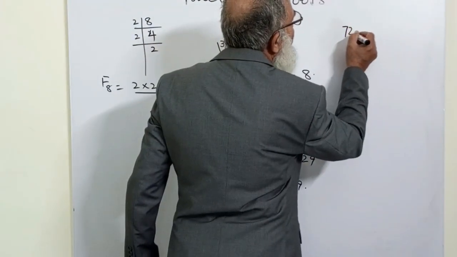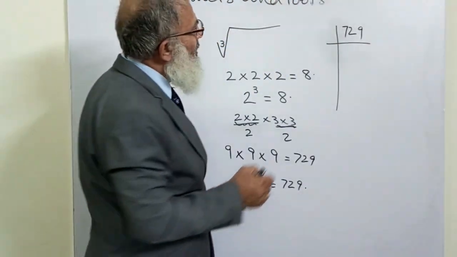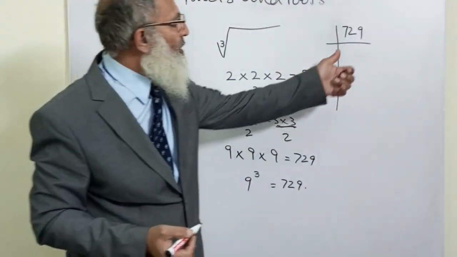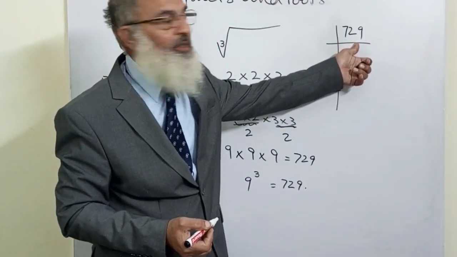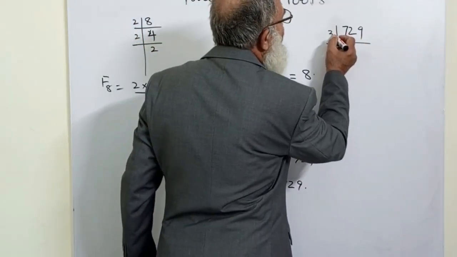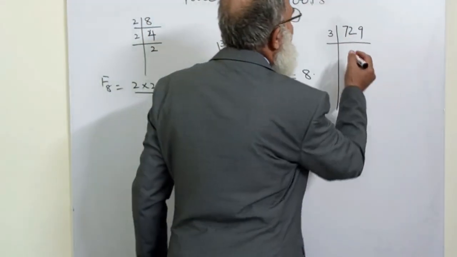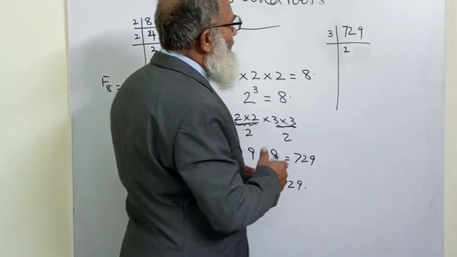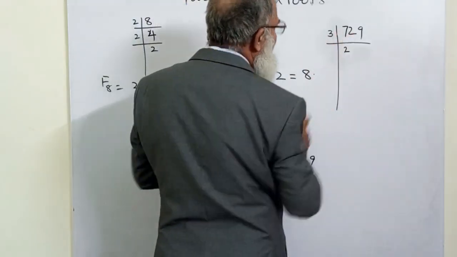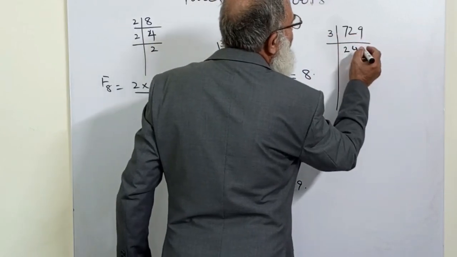We just bring it to the prime factors. Now see if it is divisible by 2. No, it is not divisible by 2 because 9 is coming at the end. So it is divisible by 3 because 9 plus 9 is 18 and it is divisible by 3. 3 times 243, and 3 again.